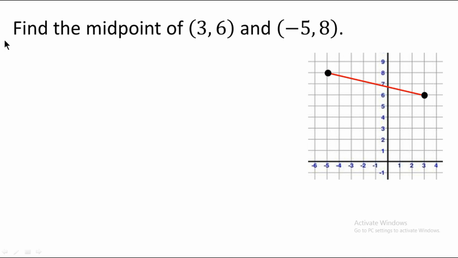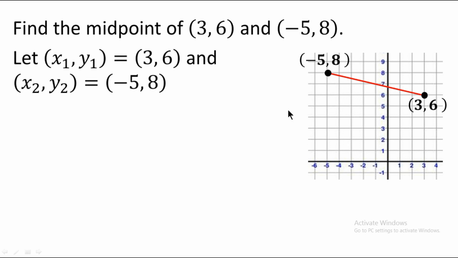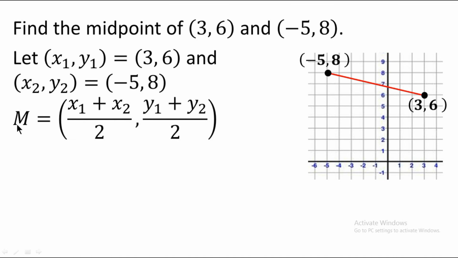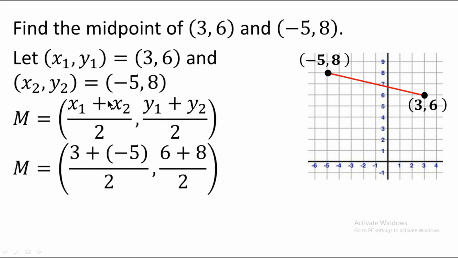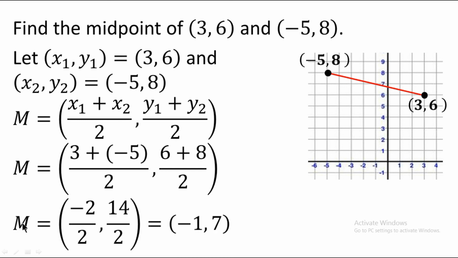Let's jump to the example. Find the midpoint of 3, 6 and negative 5, 8. As you can see in this graph, this is negative 5, 8 and this is 3, 6. So now we're going to find the midpoint between these 2 points. Let x1, y1 equal to 3, 6 and x2, y2 equal to negative 5, 8. So the formula is M equal to (x1 plus x2) over 2, (y1 plus y2) over 2. Substitute all the values that we have found: x1 equal to 3 plus x2 negative 5 over 2, y1 6 plus y2 8 over 2. So the coordinate of the midpoint is negative 2 over 2, 14 over 2. It is negative 1, 7. As you can see in this picture, this is the midpoint, negative 1, 7.